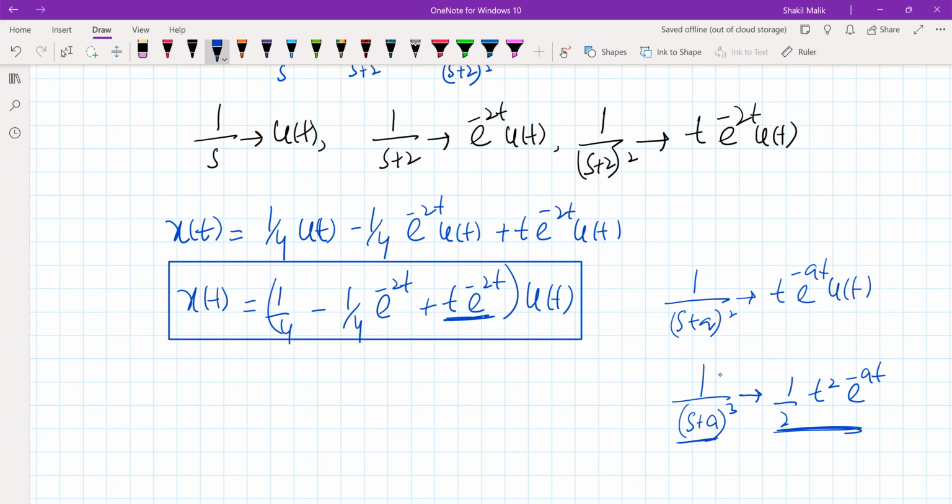Now, in the next session, we'll see what happens if the roots of this quadratic term are complex. So let me stop here. We'll continue the discussion of inverse Laplace transform in the next session.